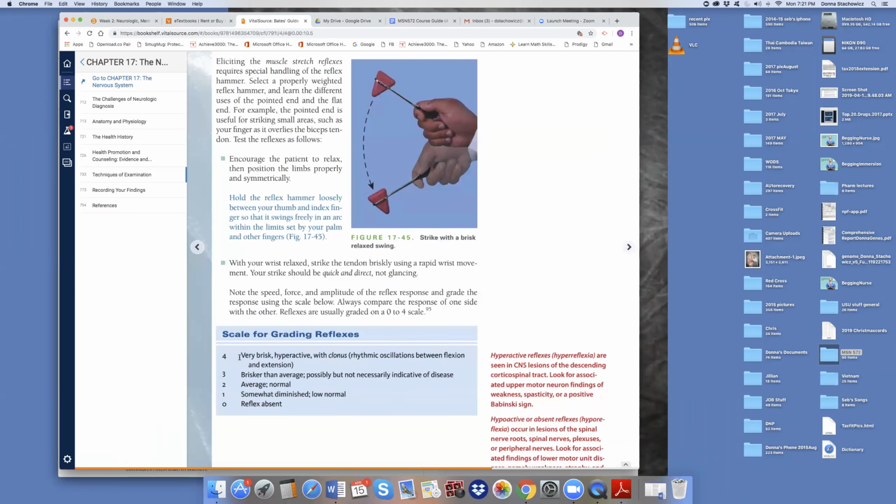And you do need to grade the reflex in your note, okay? Very brisk, brisker, average, somewhat diminished, reflex absent, okay?